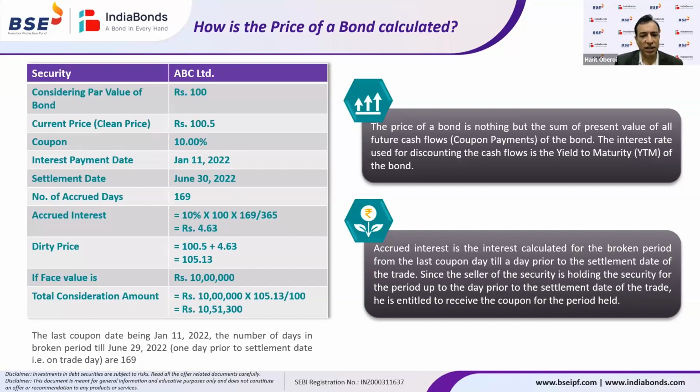So whenever a bond is issued, whether it is a 1,000 rupee face value bond, a lakh rupee face value bond, or a crore rupee face value bond, for calculation purposes 100 becomes a much smaller denomination and becomes easy for anybody to calculate. So 100 rupees is considered as the par value. So when the bond is issued, the price of the bond is 100 rupees.